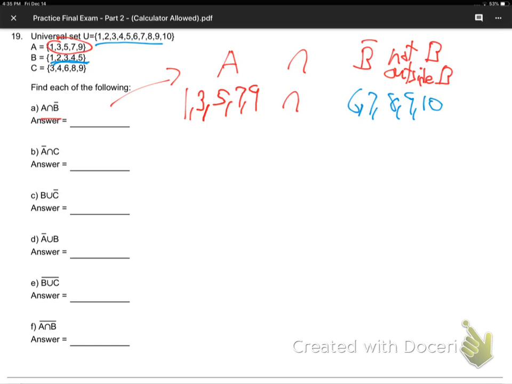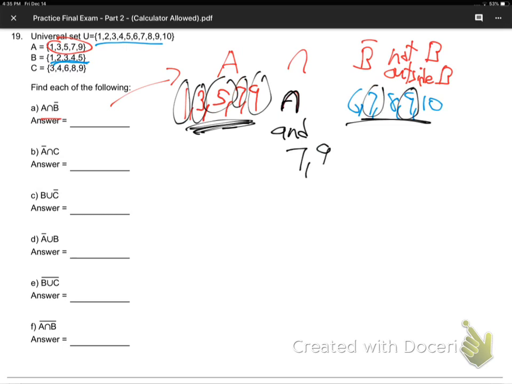So what's outside of B would be 6, 7, 8, 9, and 10, right? Because B is 1 through 5. And now, what do we have in the middle here? We have overlap. So that means we want what's in common. Remember I told you that's like a big A for and. You put a line there, make it an and. It means what's in here and in there, what's in common, what's in the overlap. So what's in both? Is 1 in both? No. Is 3 in both? No. Is 5 in both? No. Is 7 in both? Yeah. And 9, right? 7 and 9 is in both. So 7 and 9.